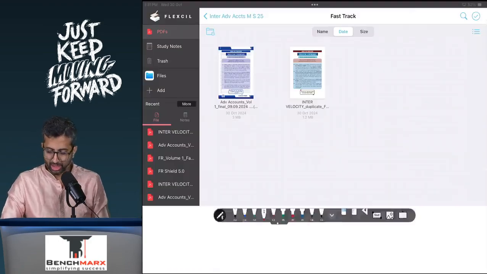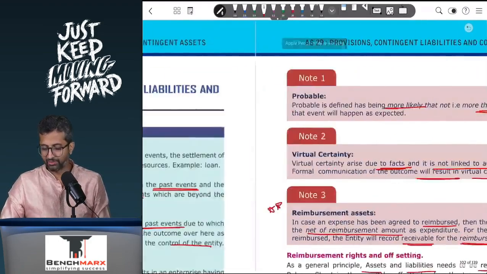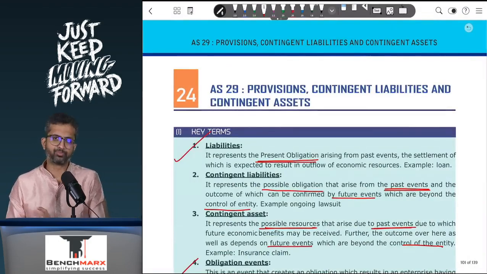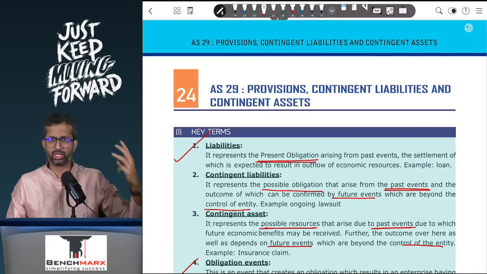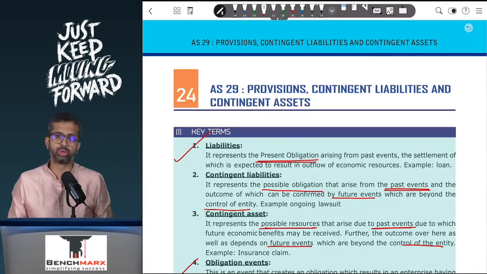Okay, so that I believe takes care of AS29, a fairly interesting standard. Among all the case-based standards like AS1, AS4, AS5 or AS29, I would say this is one of the trickier standards, and the Institute likes asking questions on this.